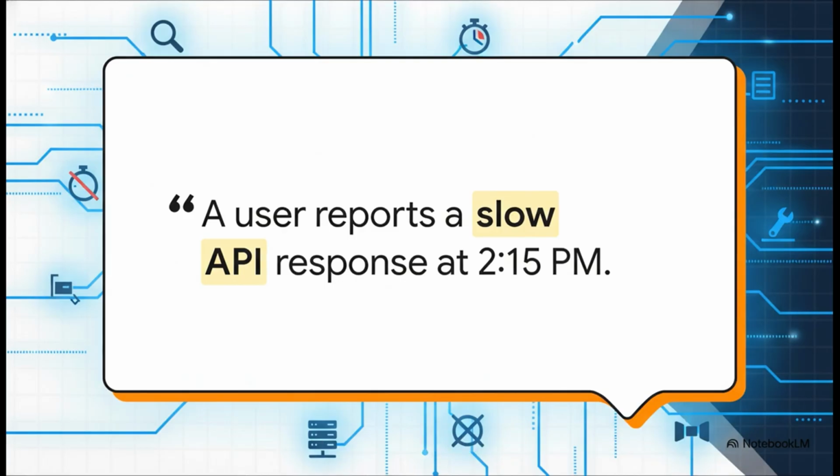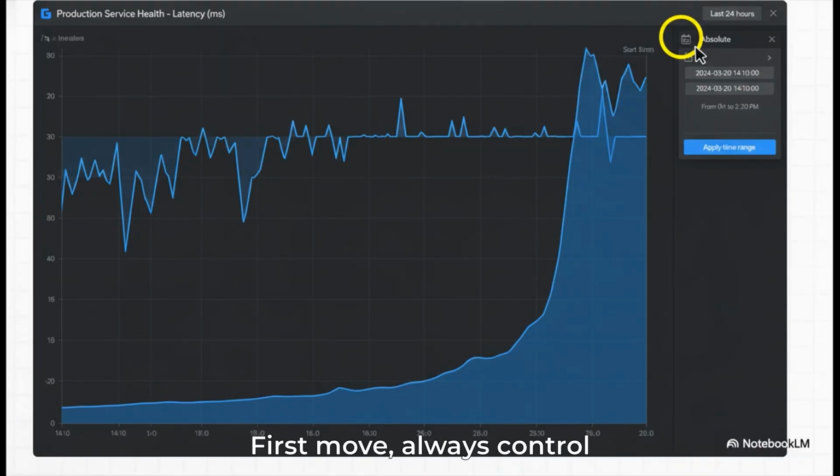Let's start the clock. First move, always control the time. We don't need to see data from the entire day. We use the absolute time picker and zoom right in on a tight 10-minute window around 2:15 p.m. Instantly, all the noise from the rest of the day just melts away. Our dashboard is now focused only on the moment of the incident.